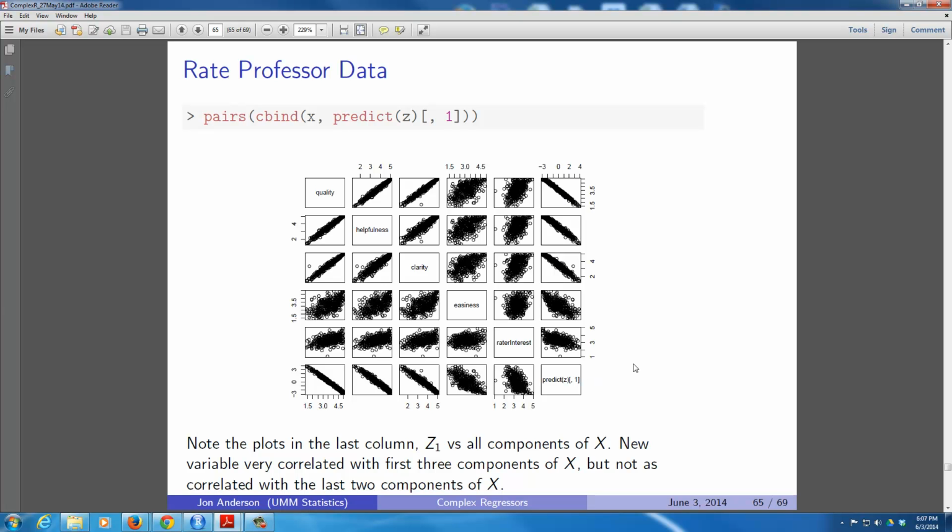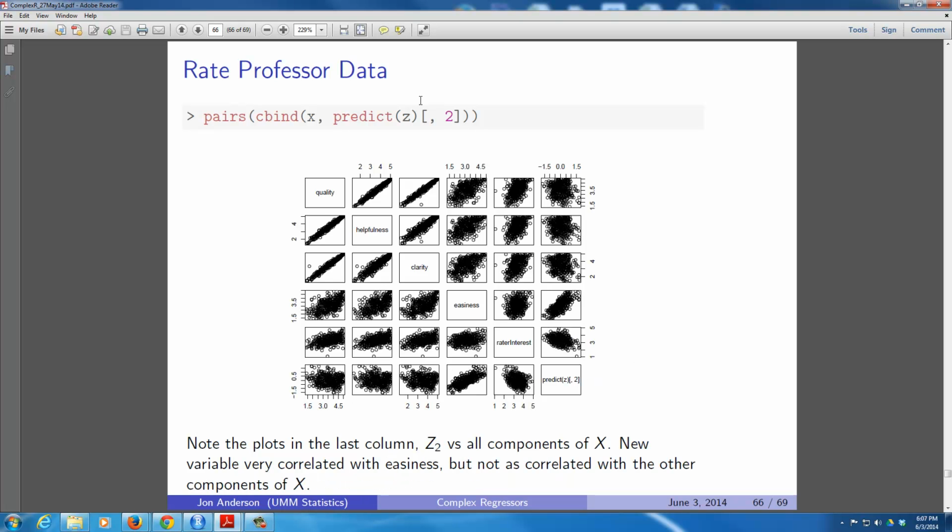3 variables to 1. Here's the second variable, Z2, plotted against the others, and you can see that the second variable is very correlated with easiness, because after all, that's what's making it. And you'll see that this second principal component variable is not related at all to the helpfulness, quality, and clarity. That'll improve our model a lot. So we would go ahead and make a model that would use the Z variables instead of the original X variables, and we'd have much better performance and more interpretation.